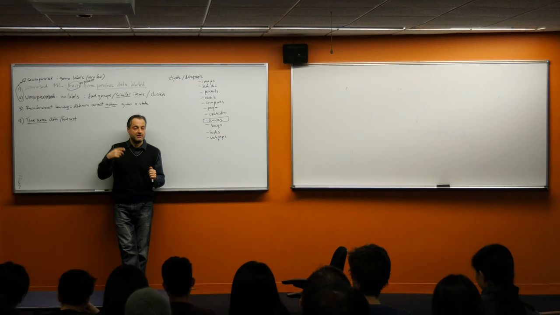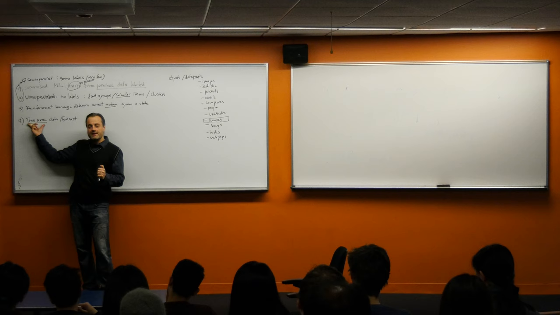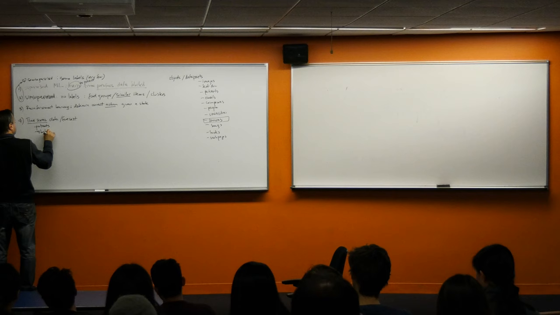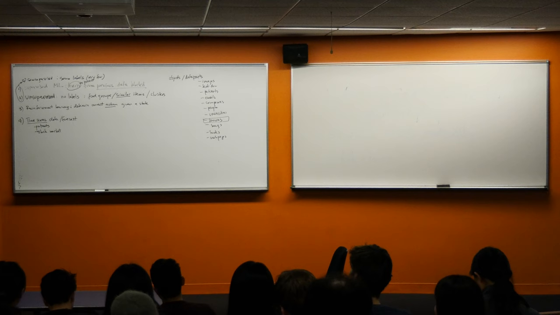So what are some clear examples of time series objects which are not static? I would say patient here. What else? Stock market. Stock market. Web pages.